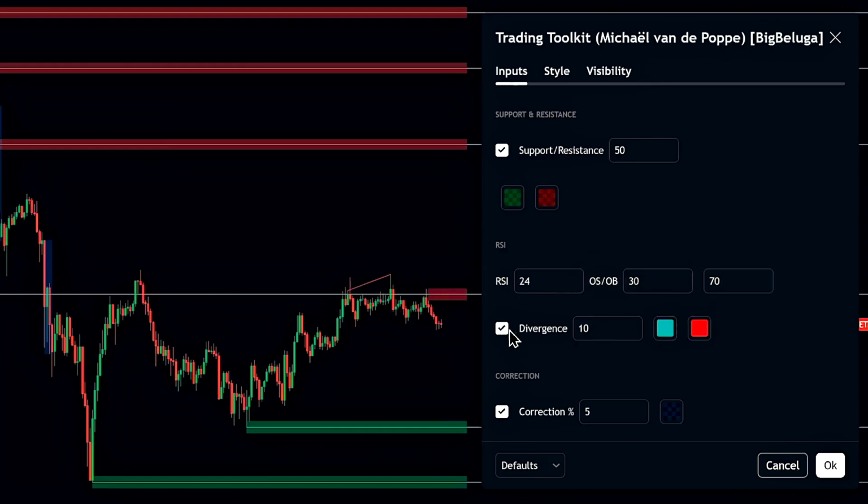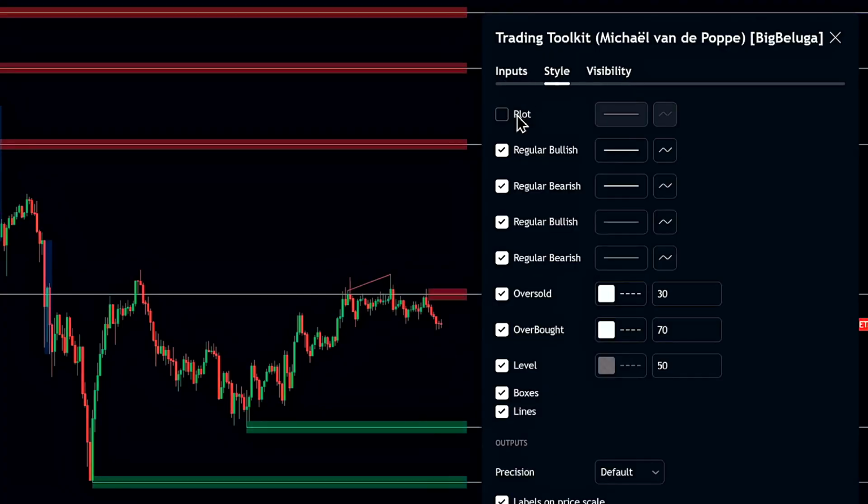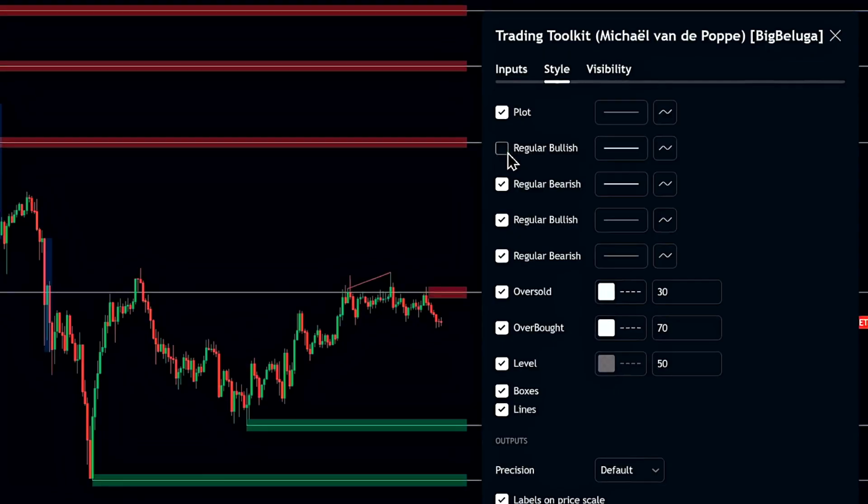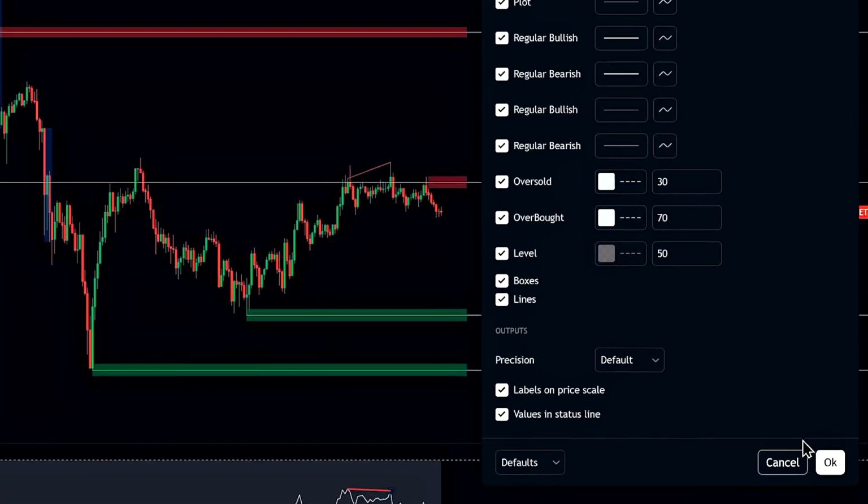There's divergence length settings too. I'm keeping it at default 10. For corrections, I'm sticking with a 5% drop. This tile tab lets you toggle a bunch of visual stuff on or off. Once you're happy, hit OK.